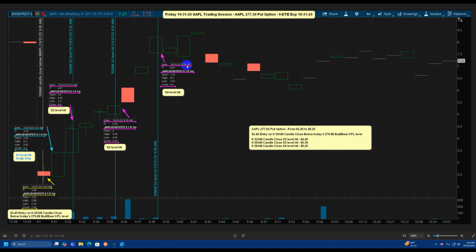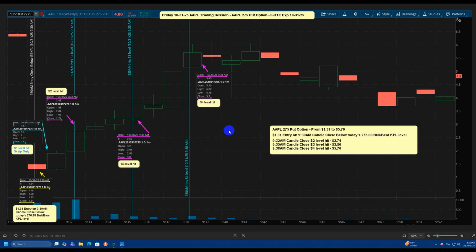Here is the 9:38 a.m. candle close, S4 level hit, $8.20. Now we'll take a look at the 275. Okay, so here's the 275.